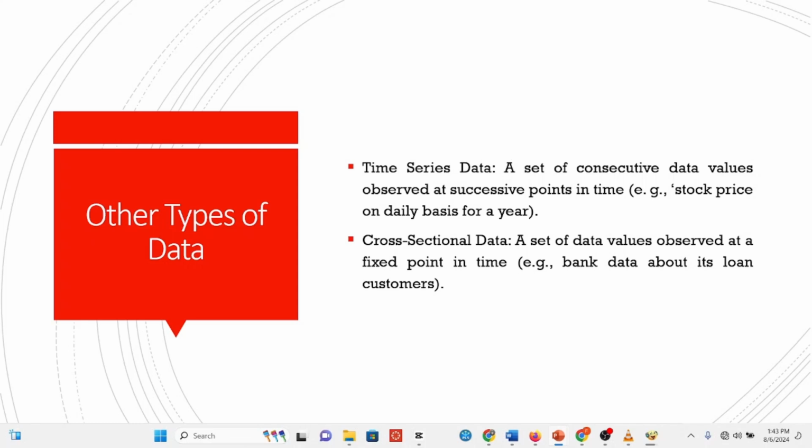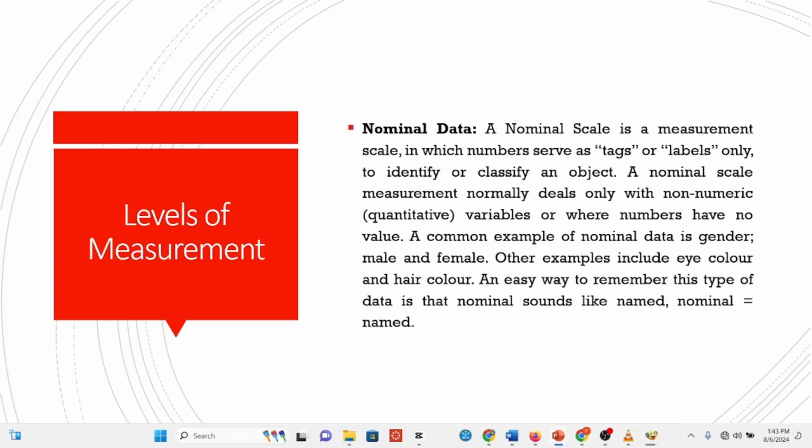The final topic for this section is level of measurements. There are four main levels of measurements. This includes nominal data, ordinal data, interval, and ratio data. Nominal and ordinal data are known as categorical data. Interval and ratio data are known as continuous data.